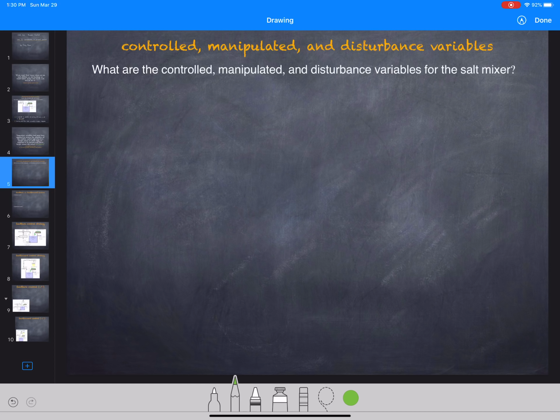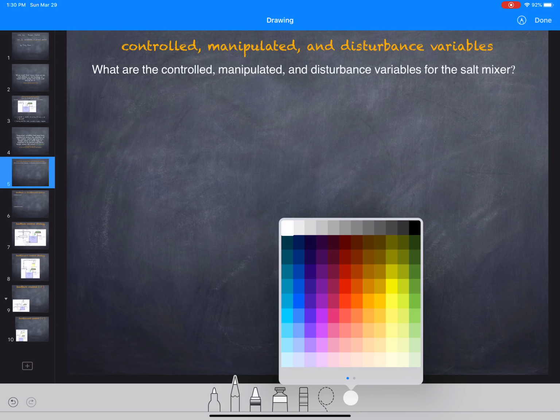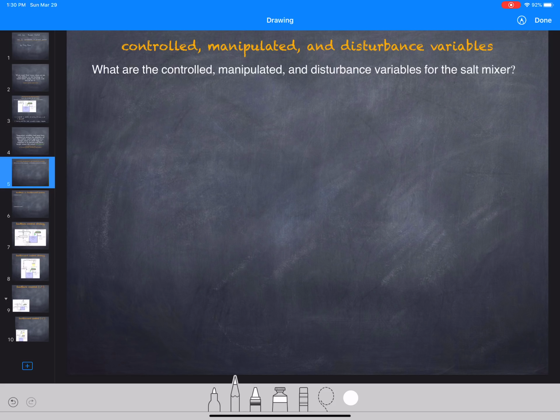Okay, so with that, what are the controlled, manipulated, and disturbance variables for the salt mixer? Okay, so I've already sort of told you that the important variable that we want to control is C, which is the concentration of salt. So C of T is the controlled variable.